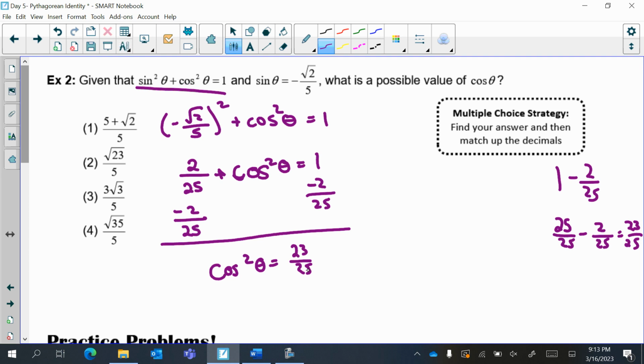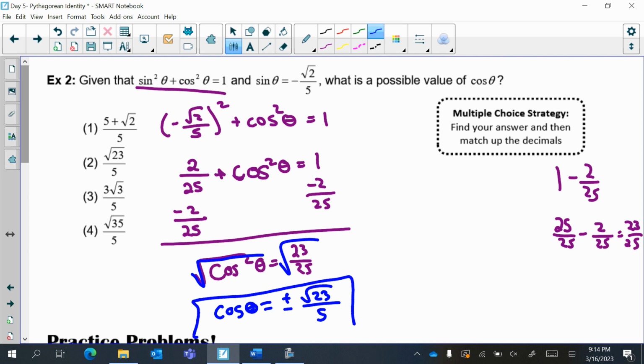But you don't want cosine, you want cosine squared. So now we're going to take the square root. And when you take the square root, we get a plus or minus. The square root and the exponent cancel out on the left. On the right, you have plus or minus. You cannot take the square root of 23, so you leave it. But the square root of 25 is 5. So this would be our answer.